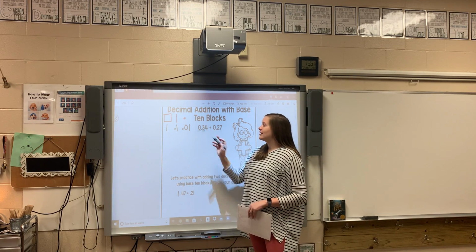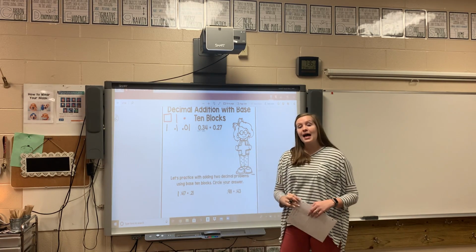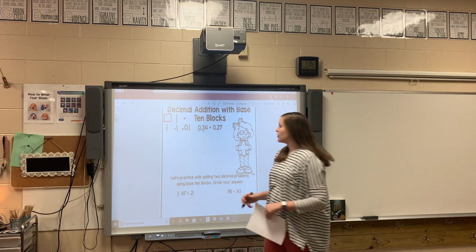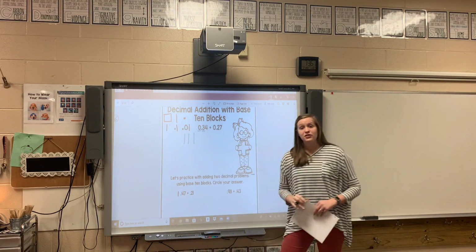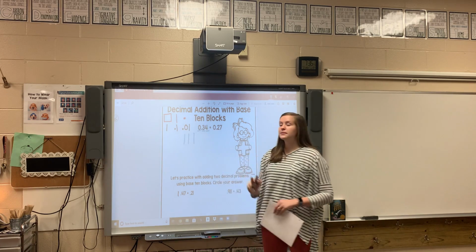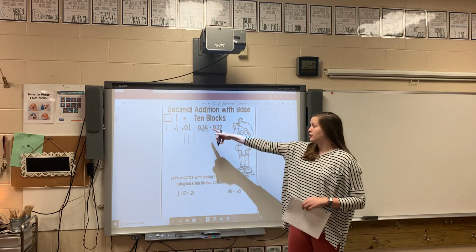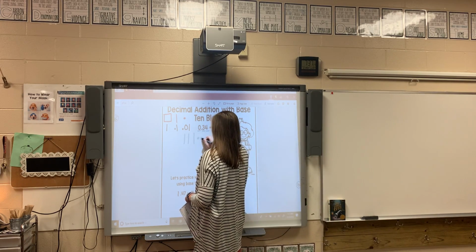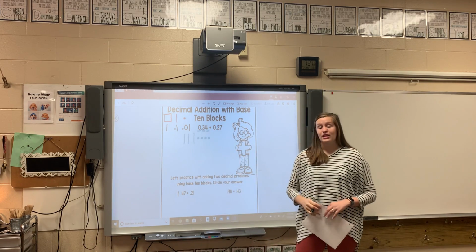Our 3 is in our tenths place, and we just said we represent tenths by that straight line. How many of those lines or how many tenths do I have? 3. So all I'm going to do is draw 1, 2, 3 straight lines to represent my 3/10. But now I need to represent my hundredths. We represent hundredths by that dot, so how many dots am I going to need? How many hundredths do I have? 4, so I'm just going to draw 4 dots. 1, 2, 3, 4. And that represents 34 hundredths.